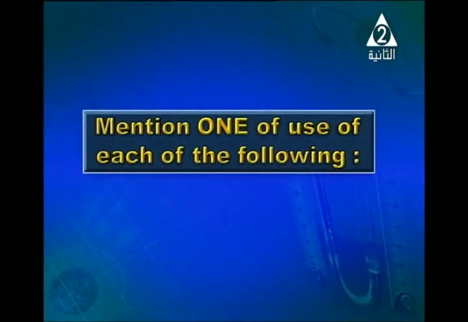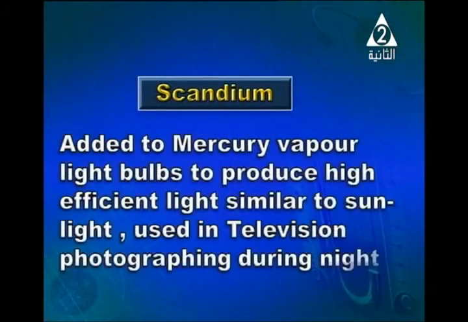Mention one use of the following. Scandium: the element scandium is added to mercury vapor light bulbs to produce high-efficiency light similar to sunlight. This is used in television photographing during night.